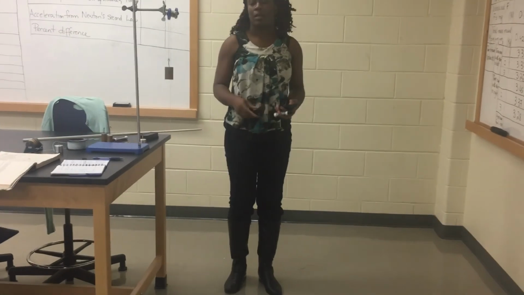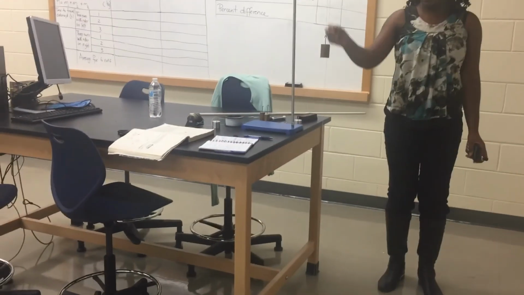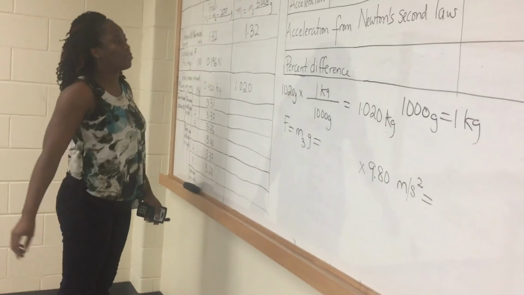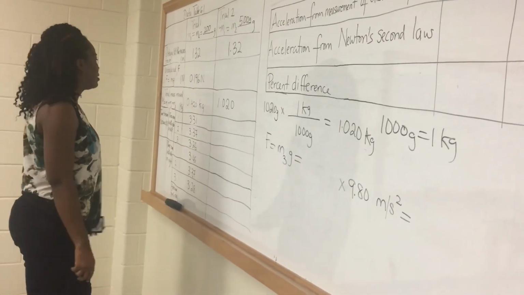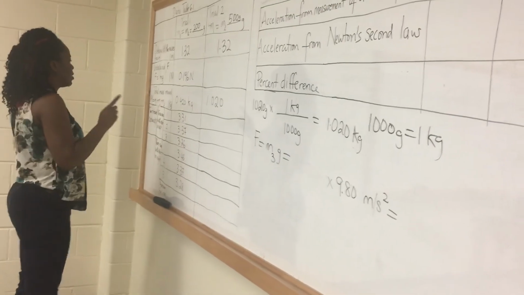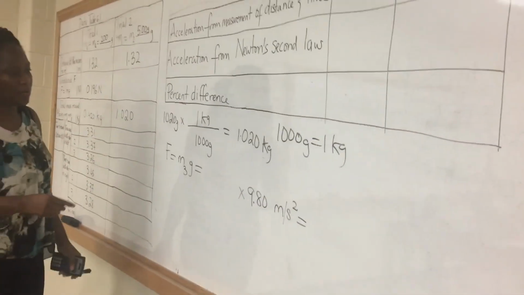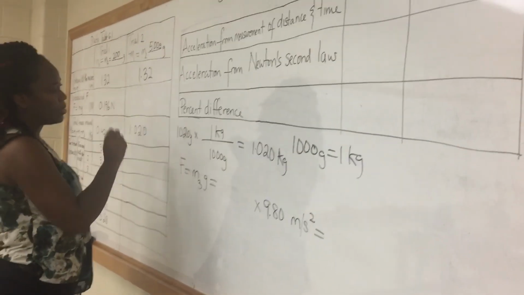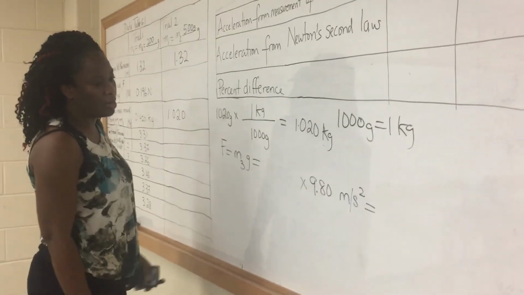So in trial two, we'll be using 500 gram masses. And so here we've put M1 equals M2 equals 500 grams. And the total mass is going to be 500 grams plus 500 grams plus 20 grams. So here we've done the conversion. 1,020 grams will give us 1.020 kilograms.